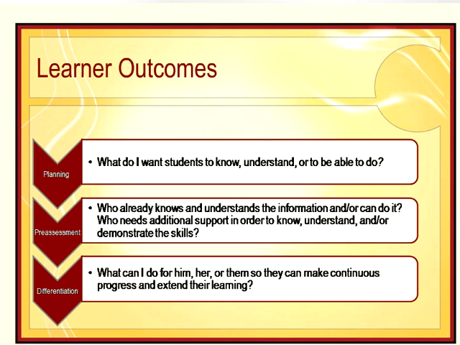And so the first question becomes the planning question: what do I want students to know, understand, and be able to do? And that arrow points down to the next question, pre-assessment: who already knows and understands the information and/or can do it? Who needs additional support in order to know, understand, or demonstrate this skill? And who already knows it? So we're looking at lots of types of learners. And then finally, what can I do for him, her, or them so they can make continuous progress and extend their learning? That, of course, is the differentiation question.